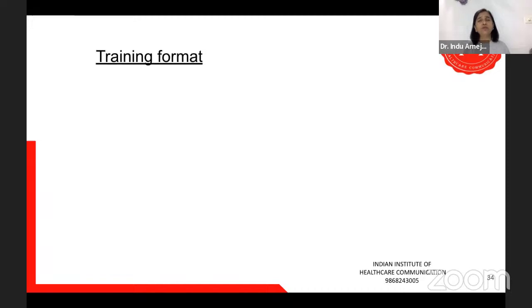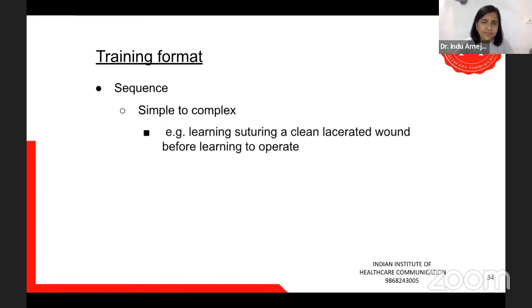Now, coming to the training format, that means how can you really plan your training? Some of you have already mentioned it. For example, if I talk about the sequence, somebody said simple to complex. Start from simple and then build on it and take them to a complex concept. For example, if you want to teach a surgery student a surgery, they have to first learn to suture a clean lacerated wound. Once they have practiced it, then they know, okay, I know the basics, now I can move further. So it's always good to move from simple to complex.